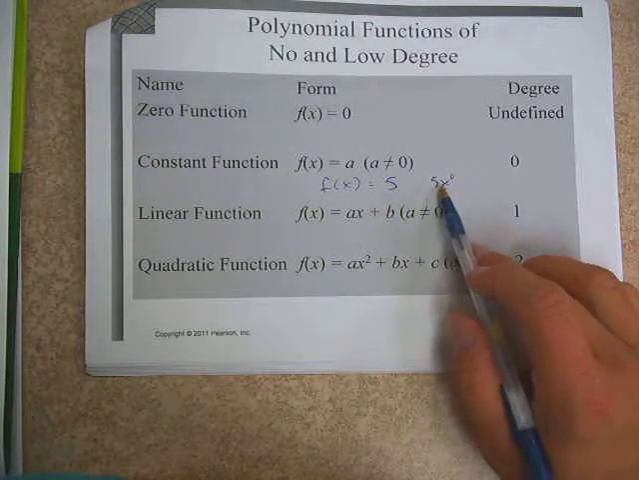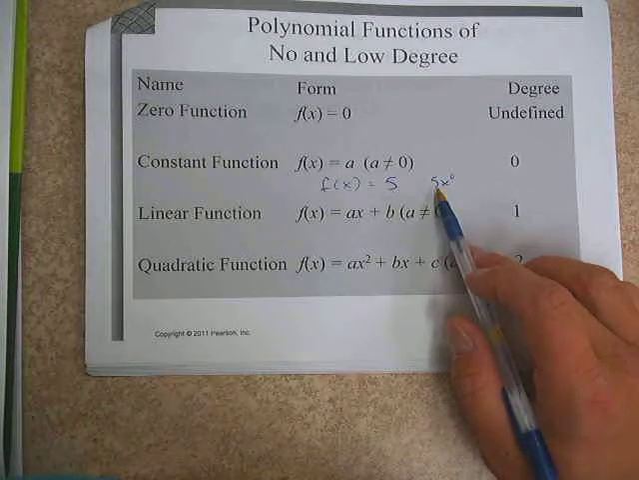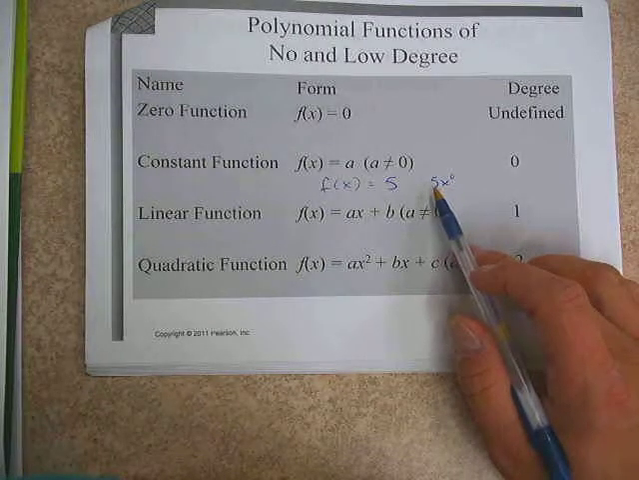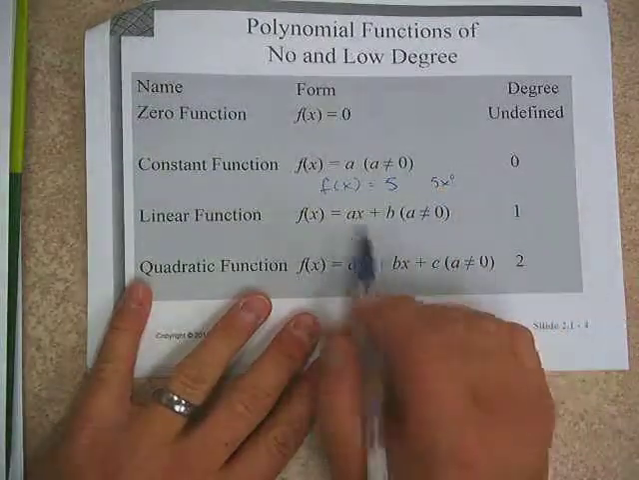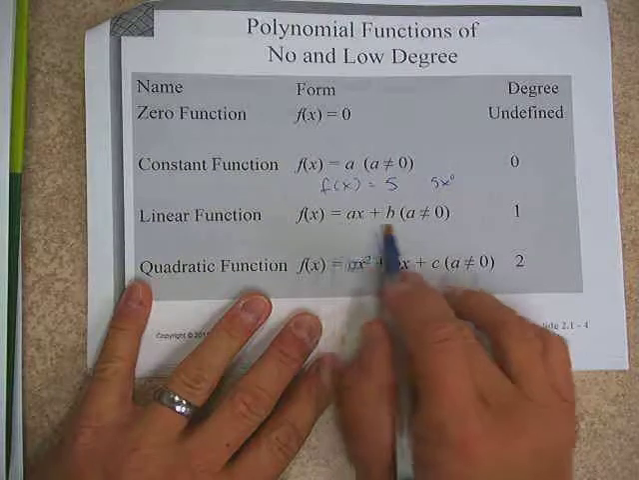In my case, the leading coefficient part here, if we consider it to be 5x to the 0, then we could say that 5 is the leading coefficient. It's the only number available to even be a coefficient at this point.